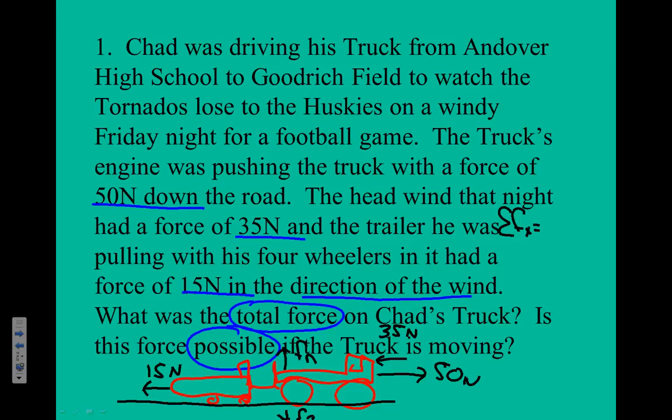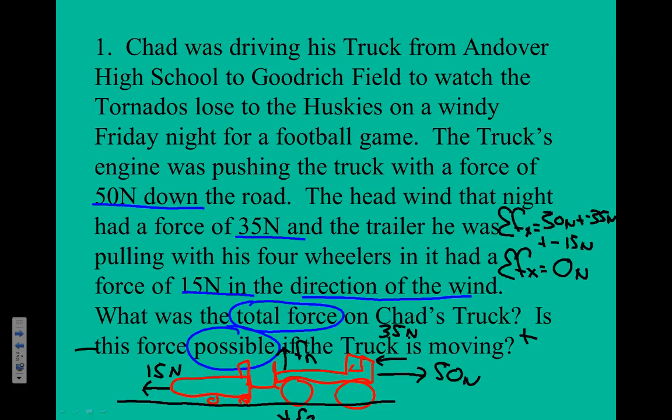But look at your x direction. We're going to have positive be forward, negative be backward, because that's easier for my brain. I have 50 newtons in the positive direction, plus a negative 35 newtons, plus a negative 15 newtons, because I'm adding them all up, gives me a total of, hopefully we found this yesterday, 0 newtons. So now the question is, is this possible?